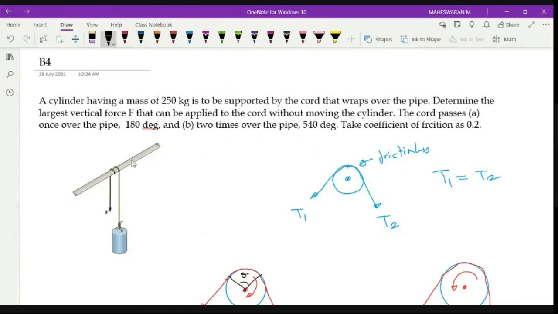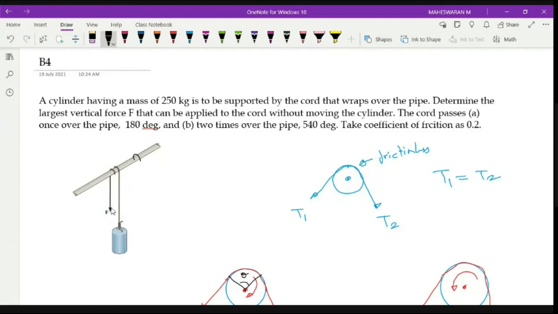If the cord is passing through 180 degrees, which means only one rotation, what is the value of the force? If it is wrapped 540 degrees, then what is the value? The friction is given, and they're asking you to identify the force value with respect to this.